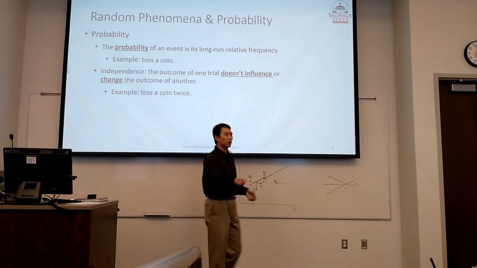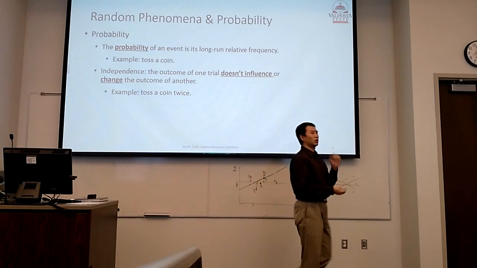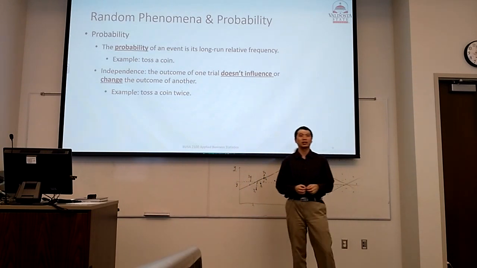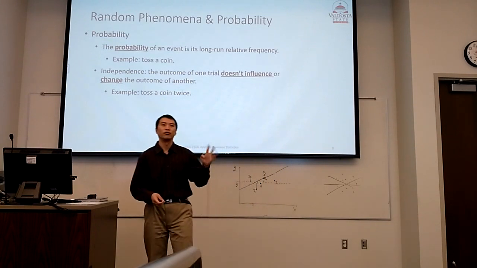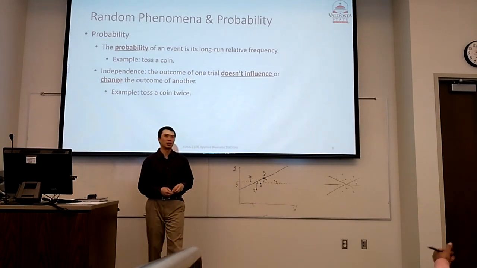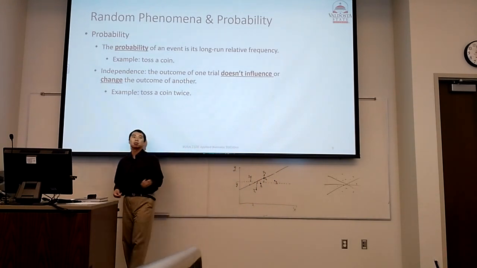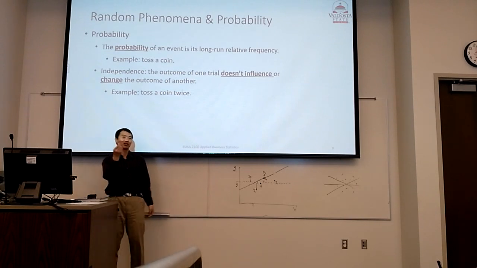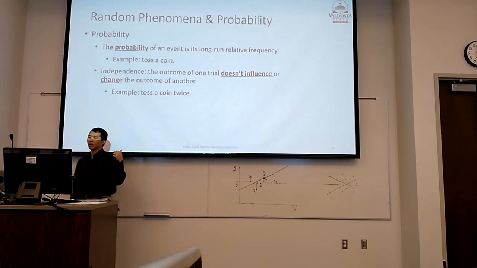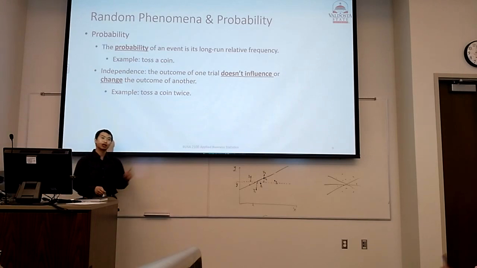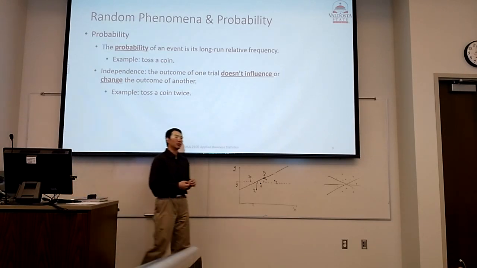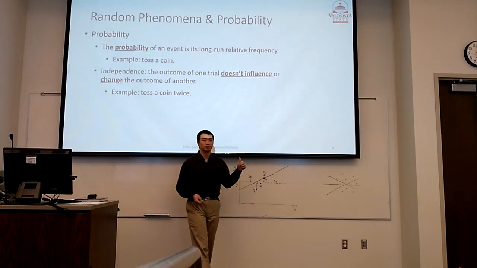If you toss a coin 10 times, it's likely that you get 6 tails and 4 heads. But that's not the probability, because we know it's half, okay? So that's why we have to emphasize that it's a long run relative frequency. That's the first terminology, the probability.